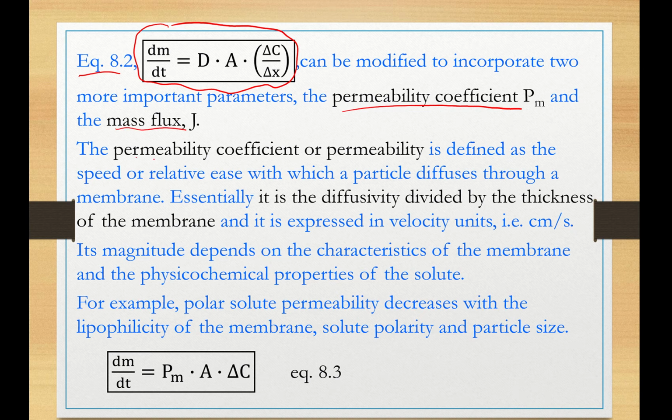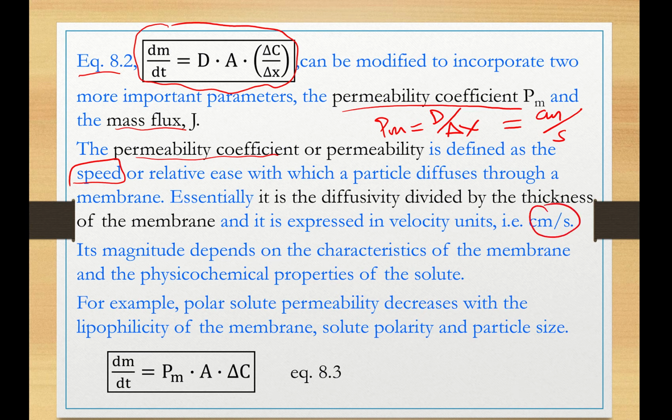Now, the permeability coefficient is defined as the speed with which a particle diffuses through a membrane. So essentially, Pm is equal to the diffusion coefficient over delta x, and that's why the units are distance over time. Could be meters over minutes, and that's why it's the speed or velocity, because it's distance over time, okay? We have the units over here.